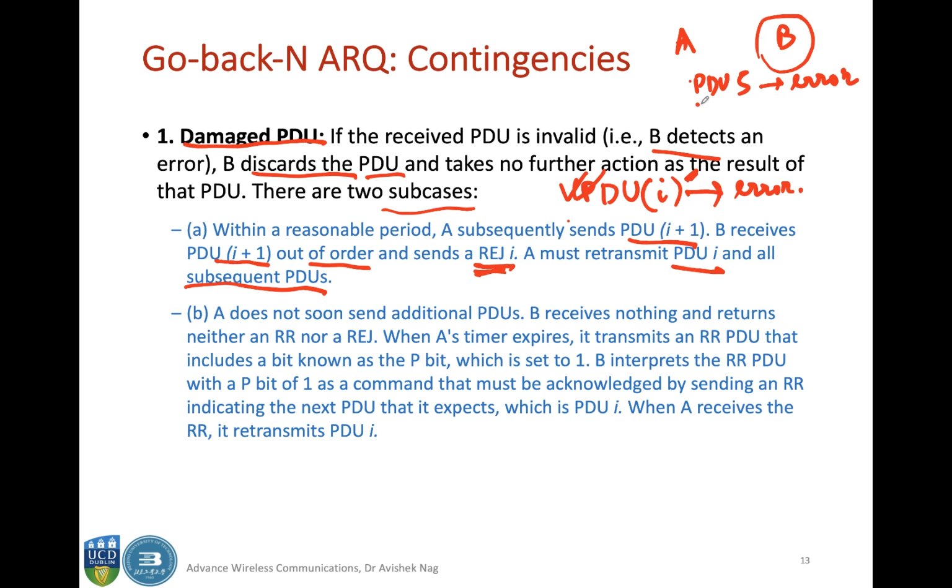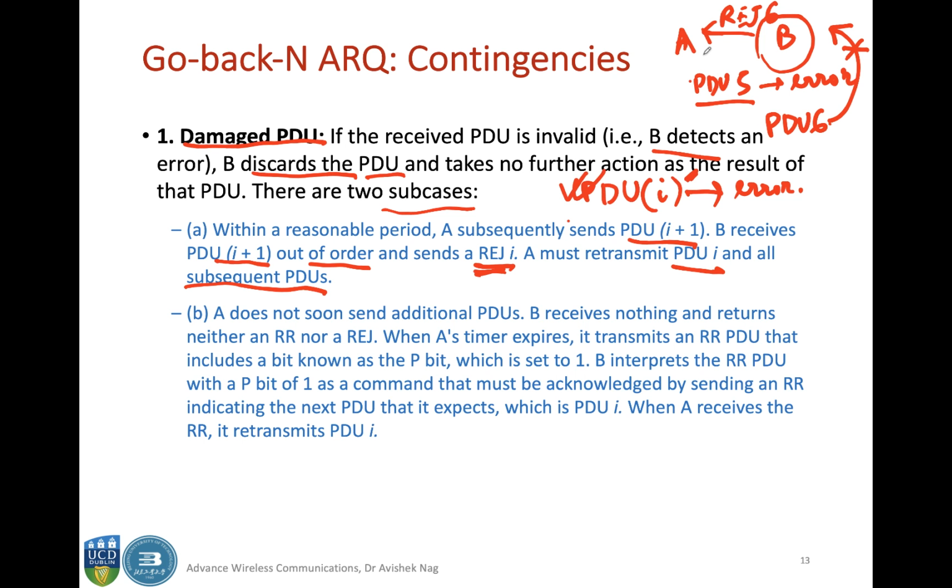So B discards this PDU 5, and then after some time A tries to send PDU 6. B will not receive this PDU 6. B will send a reject 6 to A, and when A receives reject 6, A will know that something was wrong with PDU 5.